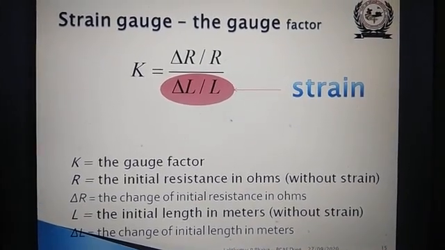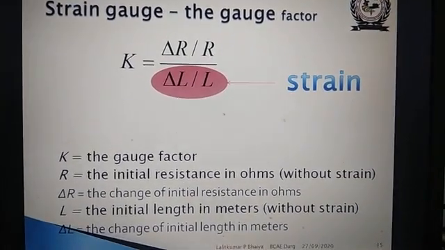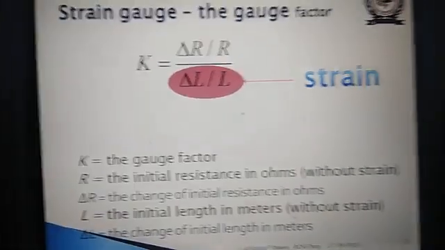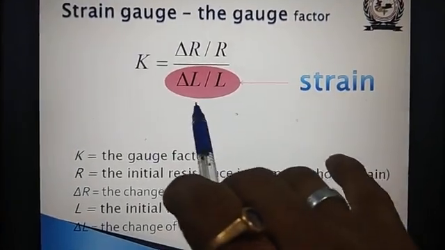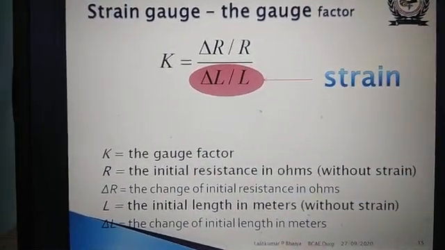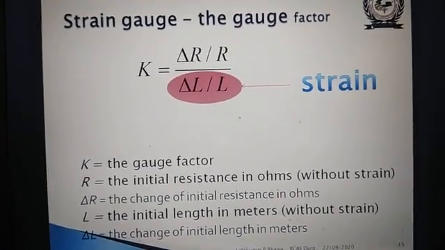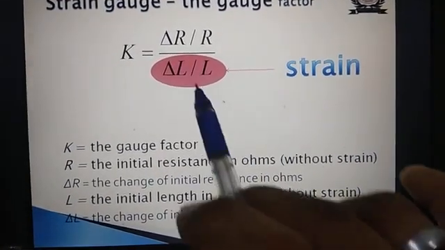Strain gauge, the gauge factor, this we have seen. But here one thing is to be remembered. This delta L upon L is also called the strain. In the gauge factor, this is also called the strain.